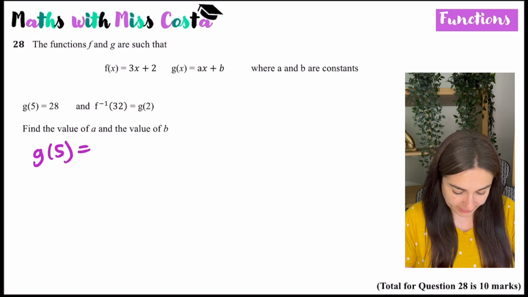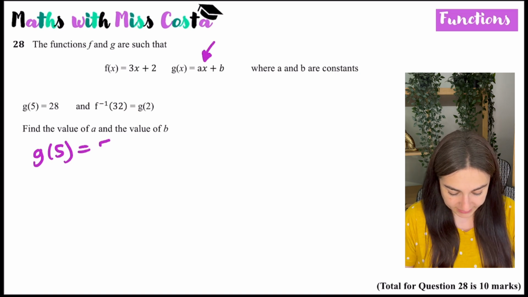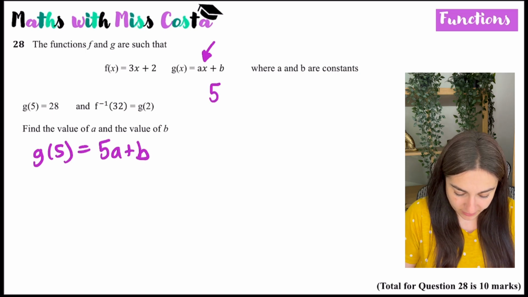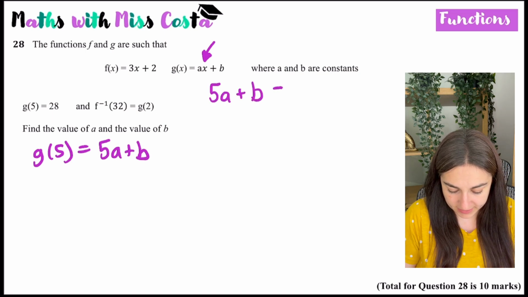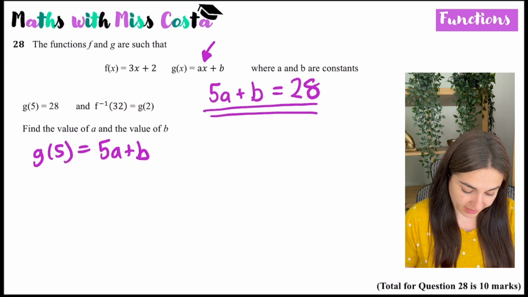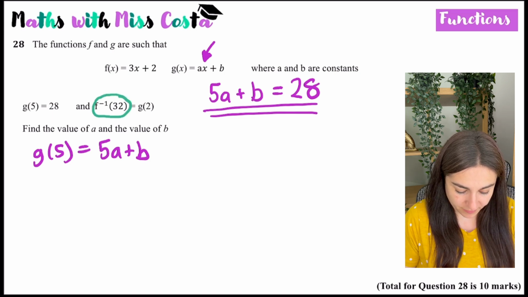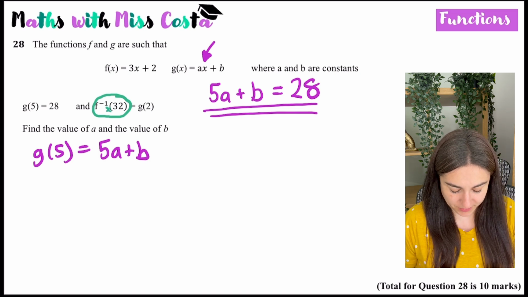So g of 5 is when I've substituted the value of 5 for x. So that would be 5a plus b. So I know that 5a plus b must equal 28. I don't know what I'm going to do with that yet, but I know that that is the case. Then I'm told that f minus 1 of x, that should say, is 32. Oh, I'm so tired.